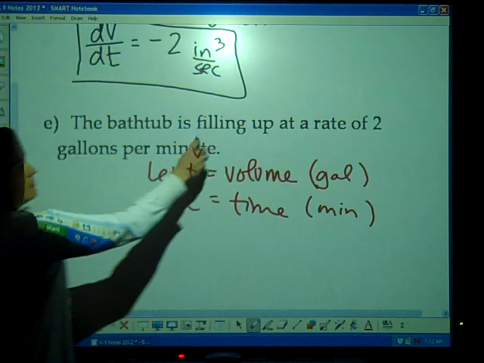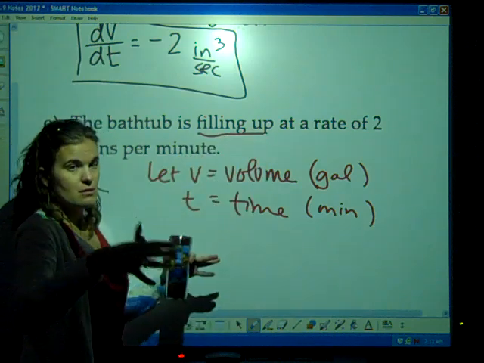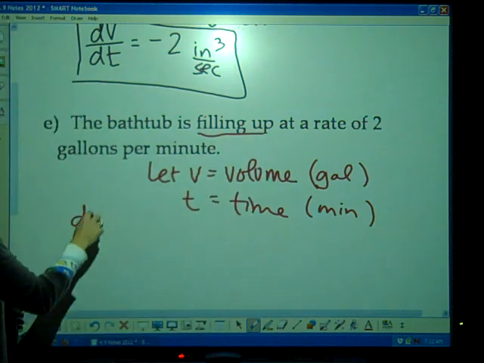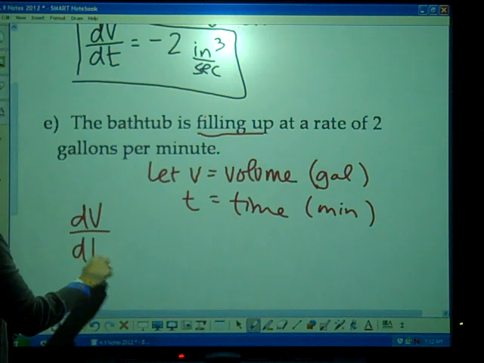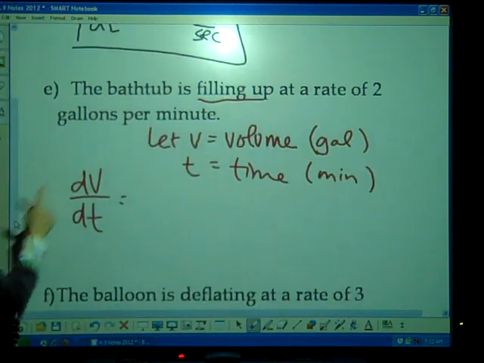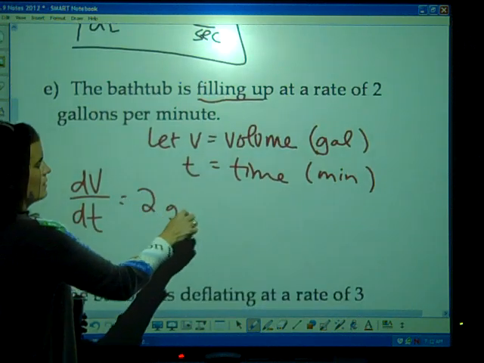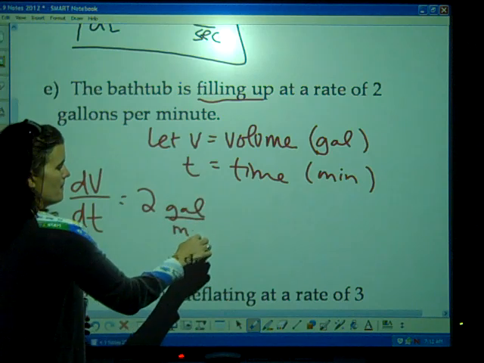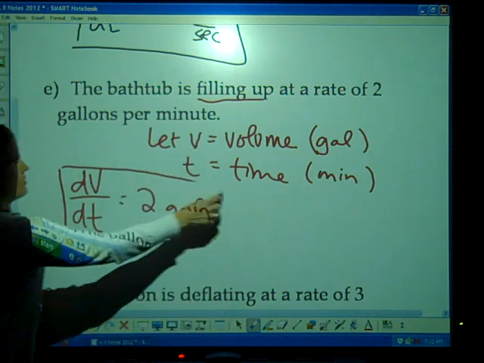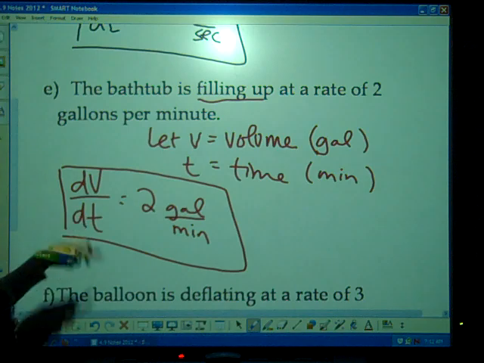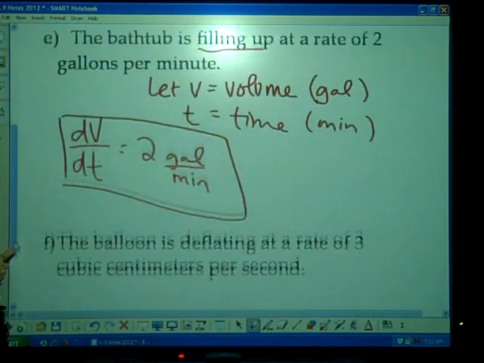And it's filling up, right? So the amount is growing, so we know that the derivative, dV/dt, should equal a positive value. And in this case, it was 2 gallons per minute. So increasing positive derivative, decreasing negative derivative.